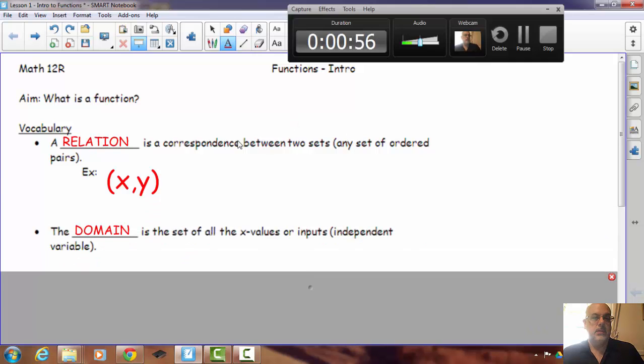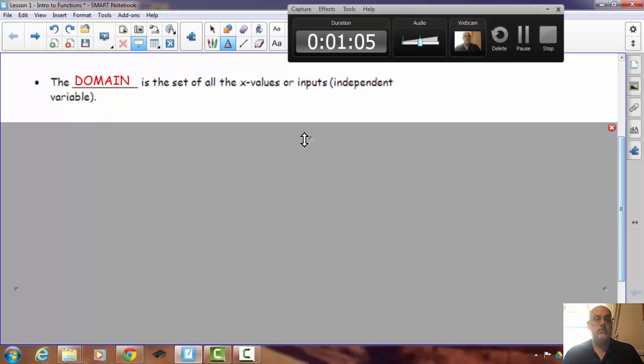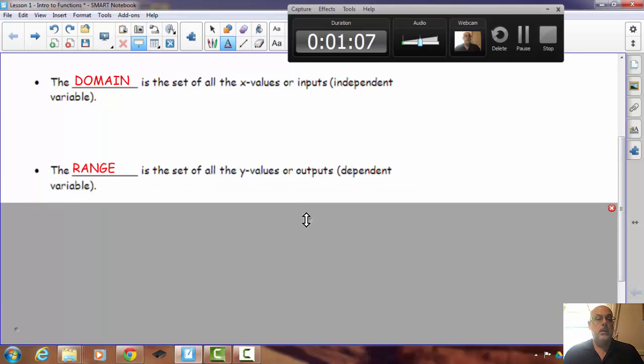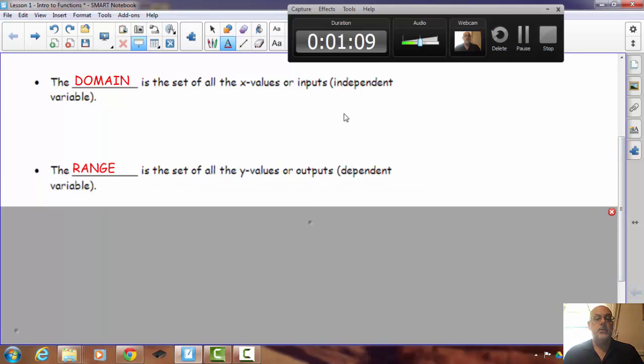So in relations and functions, we have a domain, and the domain is the set of all the x values or inputs. It's also known as the independent variable. The range is the set of all y values or outputs, also known as the dependent variable.